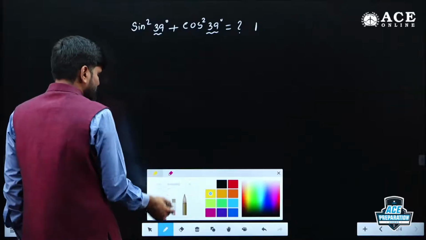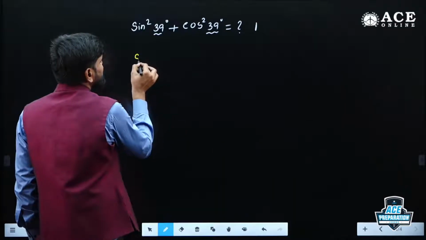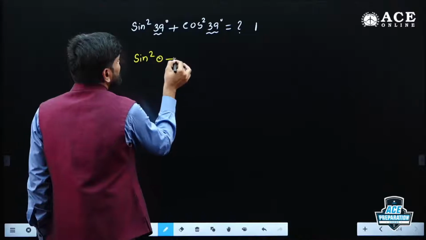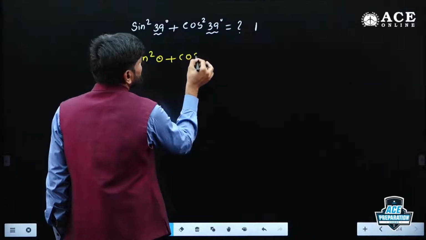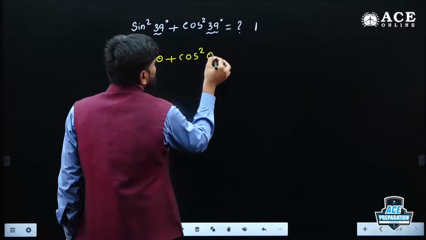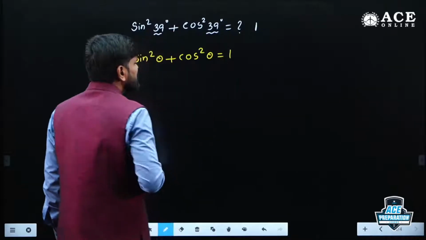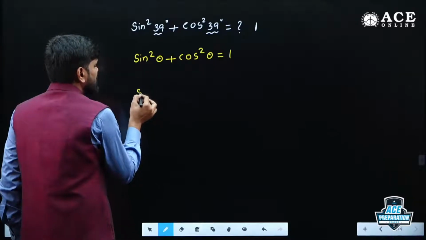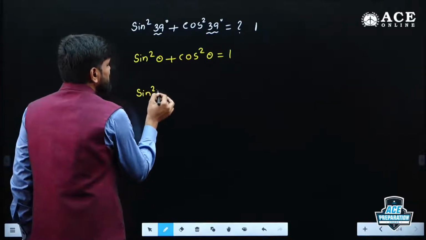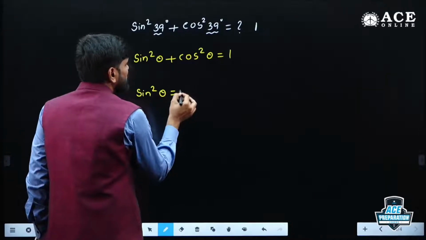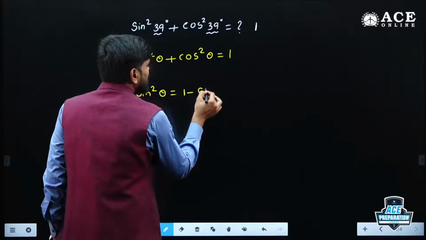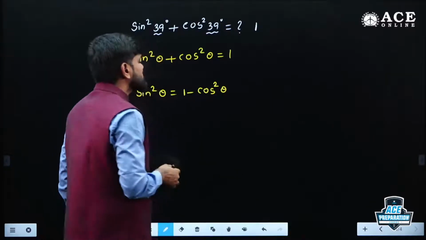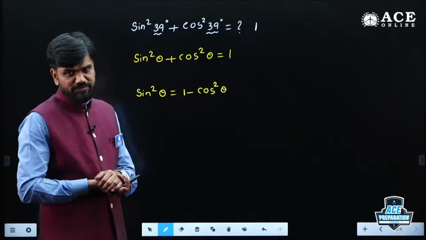So here we have already learned that sin square theta plus cos square theta equal to 1. This is what we have just now learnt. Based on this I will extend it. Now send this cos square theta to that side. From this I can say that sin square theta equal to 1 minus cos square theta. Sin square theta equal to 1 minus cos square theta.